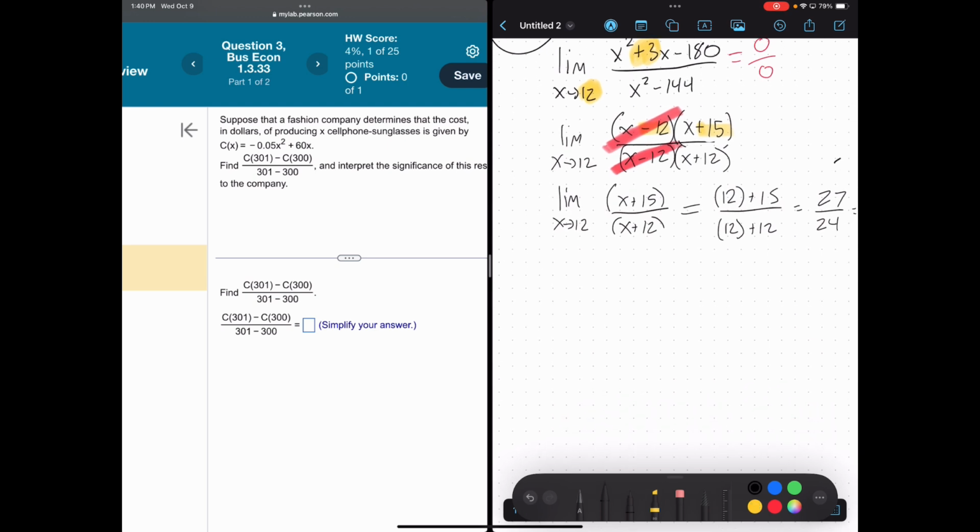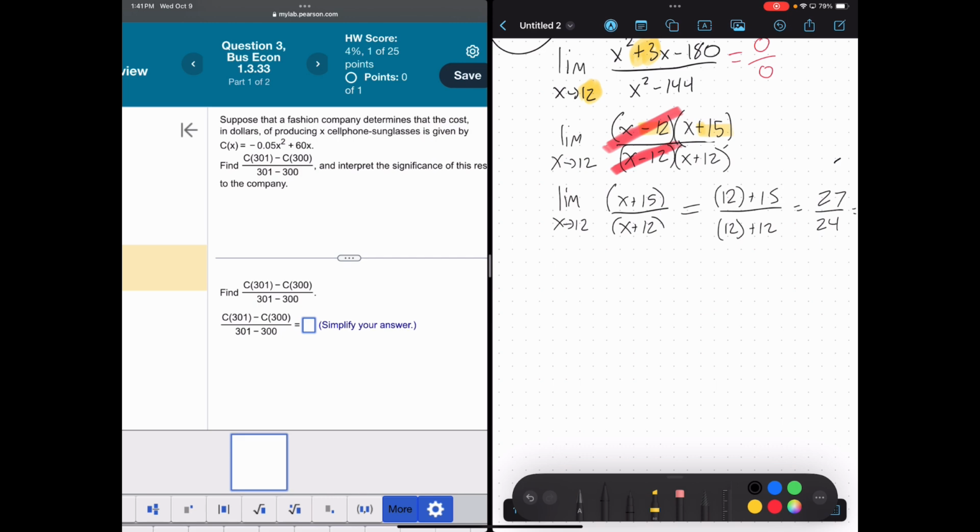C of 301, plug in 301 into your function. C of 300, plug 300 in your function, and then subtract those two values. And then what's 301 minus 300? What am I going to get in the denominator? Just 1, right? But what does this look like? Change in y over change in x. Right. This is a rate of change. That's exactly what this is. It's a rate of change that I'm going to use to actually answer part B.